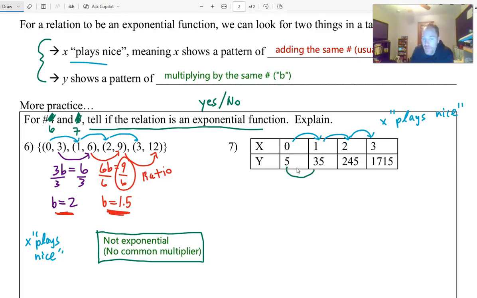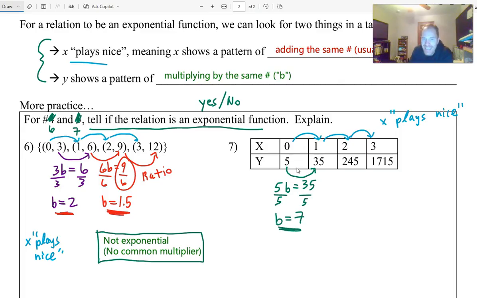So first we go from 5 to 35. So again, you might already know, oh, I know what I multiply by. But this is the process. If you don't know, the numbers are more difficult. 5 times b, 5 times something equals 35. Solve your equation. You get b equals 7.